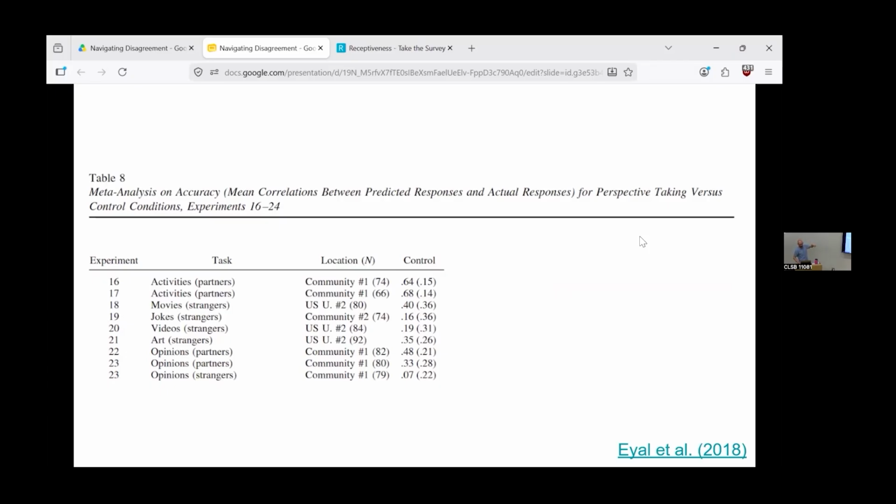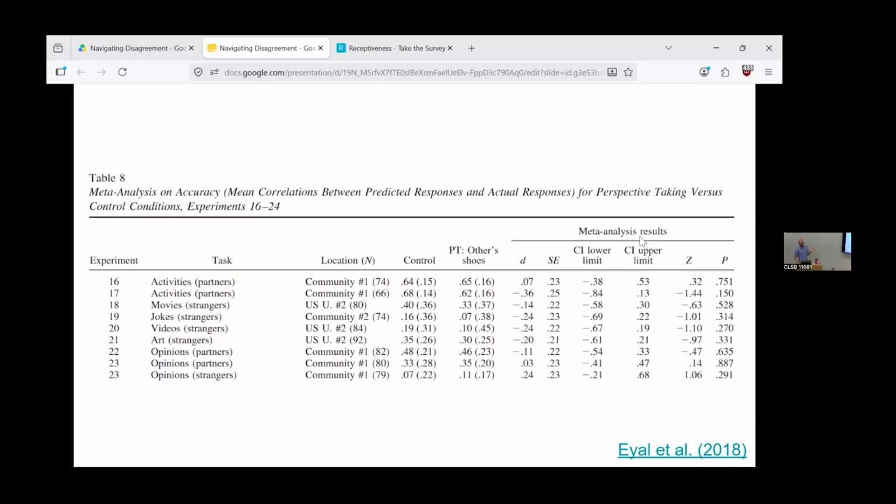But that was in the control group. So in the control group, they were just told, what do you think your partner is going to like? In the treatment group, people were instructed, put yourself in their shoes, try and take their perspective, see the world through their eyes. And that did not make any difference. So this is how people performed. In general, romantic partners do a little bit better. But asking someone to take someone else's perspective did not help.